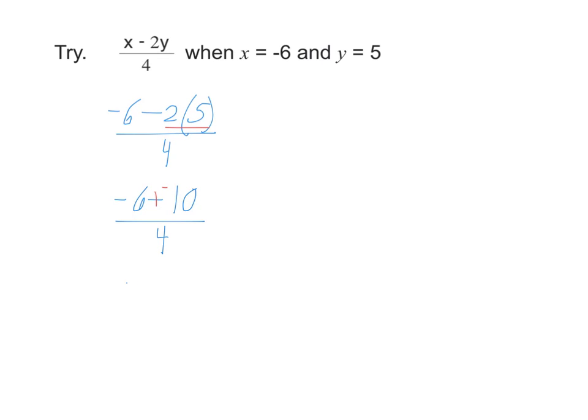Negative 6 plus negative 10 is negative 16. And to finish this, I need to divide negative 16 divided by 4. That's negative 4. All right.